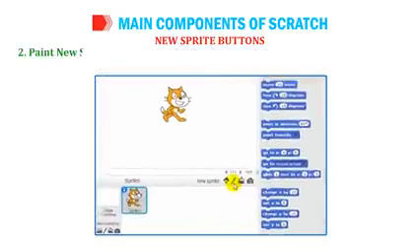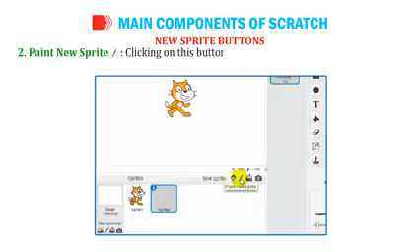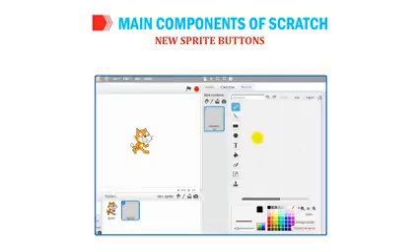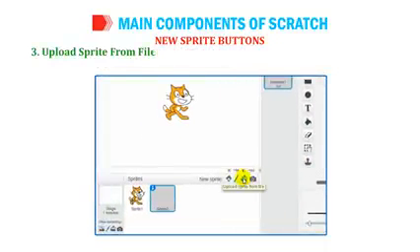Number 2. Paint new sprite. Clicking on this button will open the costumes window, where you can create or draw a new sprite. Number 3. Upload sprite from file.